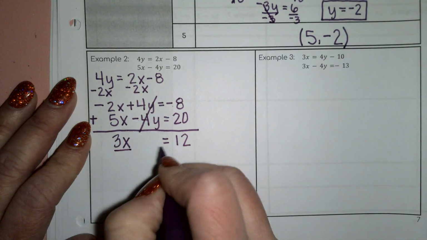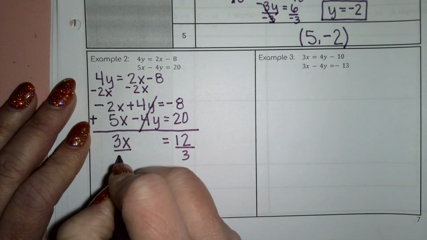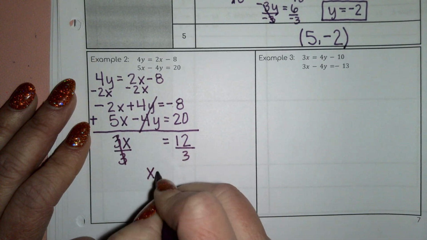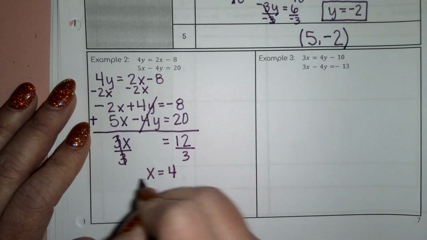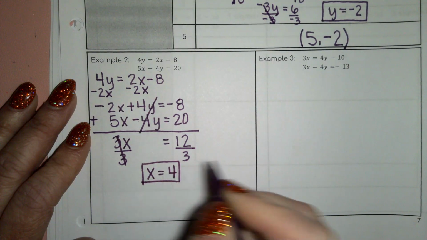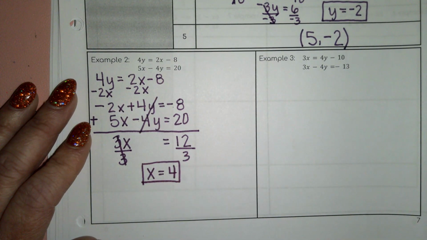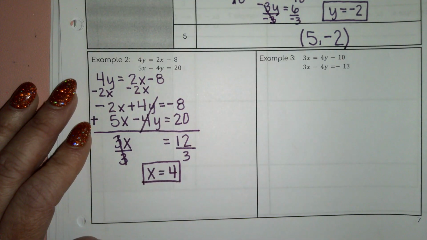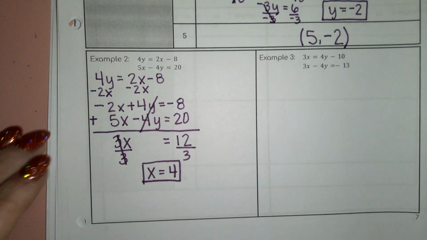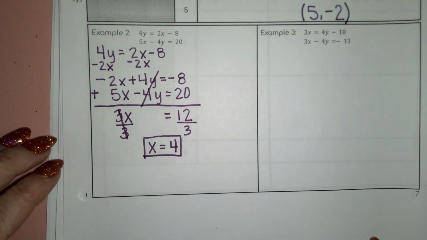Now we're going to divide both sides by 3. That cancels. I'm left with x equals 4. Now that I have x equals 4, that's one important piece of information. I can plug it into one of the original equations. So I'm going to plug it into the bottom equation because I haven't touched that one yet. I haven't rearranged it or used it.